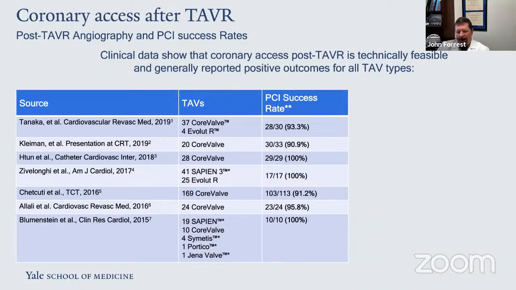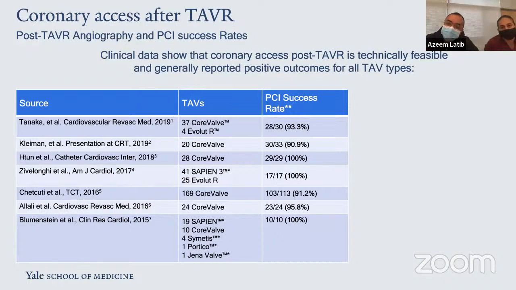Yeah, it's a great point. Sometimes you have to wire offshore a little bit. And in those cases, I do find that sometimes a hydrophilic wire, like a Pilot 50 or a Pilot 200, can be a little bit of help, just because you have such fine control with it.